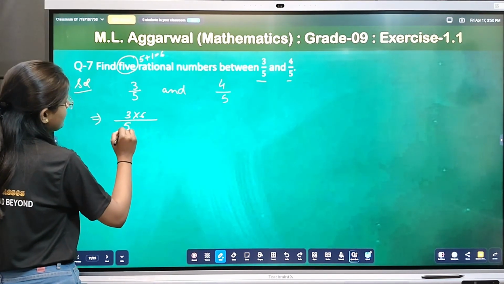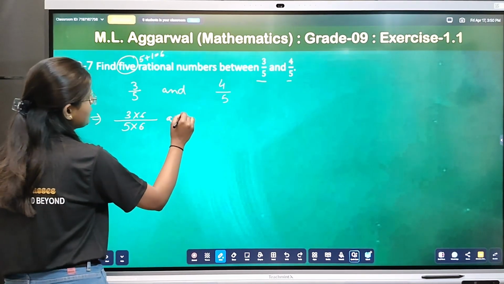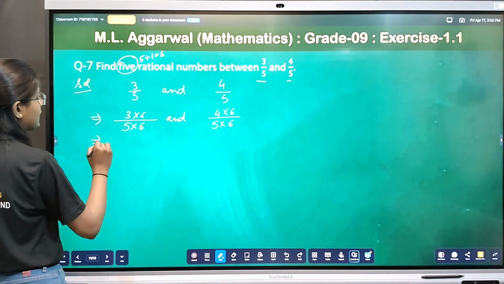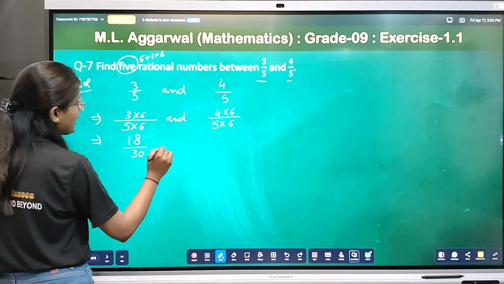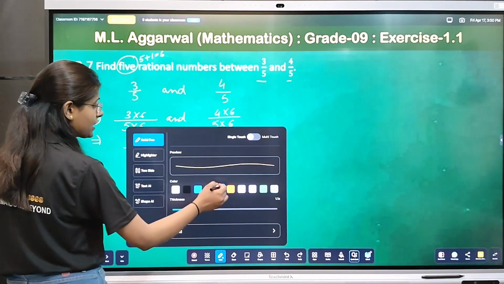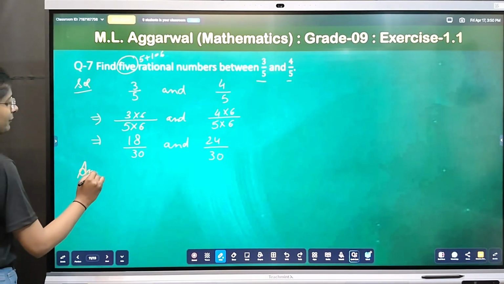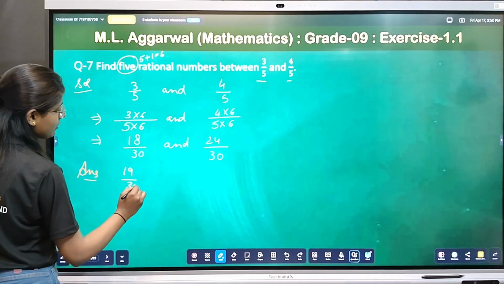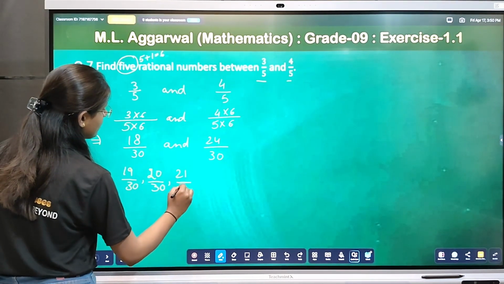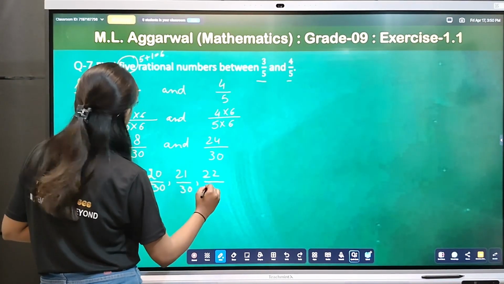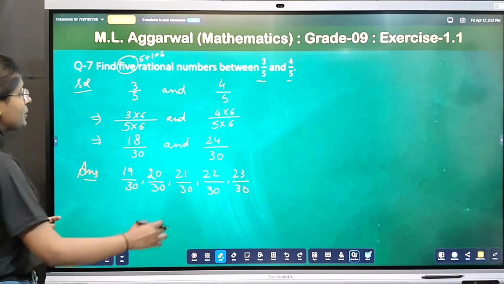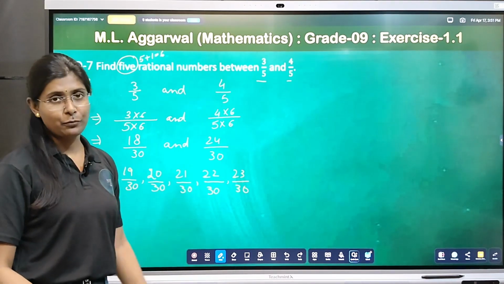3 by 5 multiplied by 6, and here it is 4 multiplied by 6 divided by 5 multiplied by 6. You will be getting 18 by 30, and here you will be getting 24 by 30. When you are noting down your final answer, it would be 19 by 30, 20 by 30, 21 by 30, 22 by 30, and then 23 by 30. Exactly 5 rational numbers between 3 by 5 and 4 by 5.